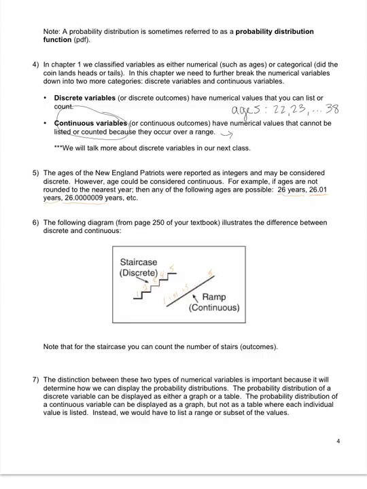So number 7, the distinction between these two types of numerical variables is important because it will determine how we can display the probability distributions. The probability distribution of a discrete variable can be displayed as either a graph or a table. Probability distribution of a continuous variable can be displayed as a graph, but not as a table where each individual value is listed. Instead, what we'll see is that we would have to list a range or subset of the values.